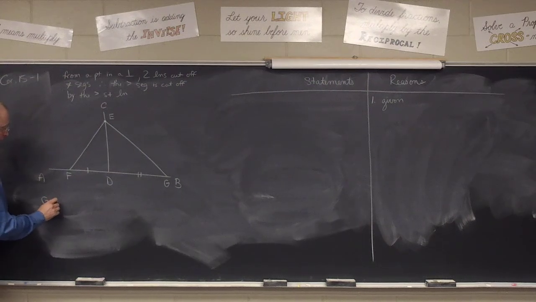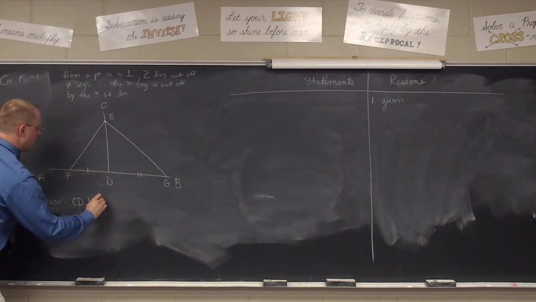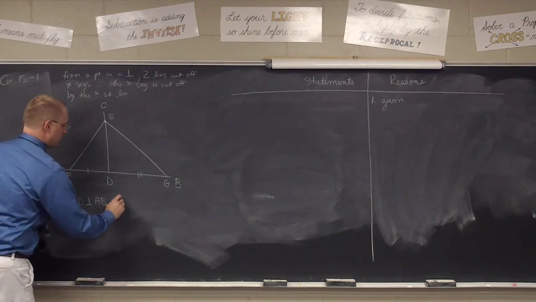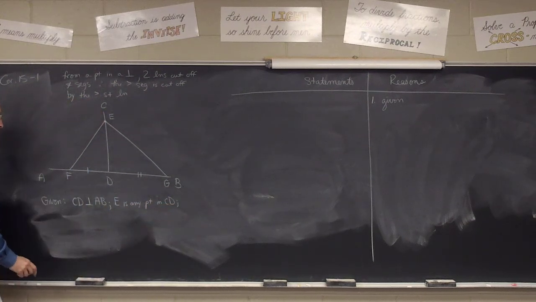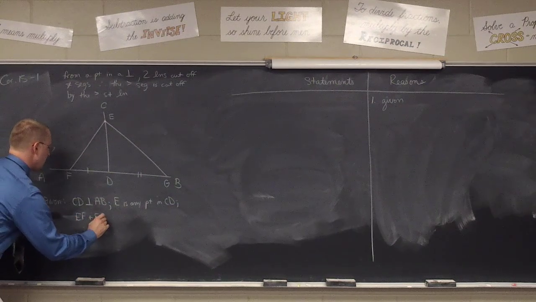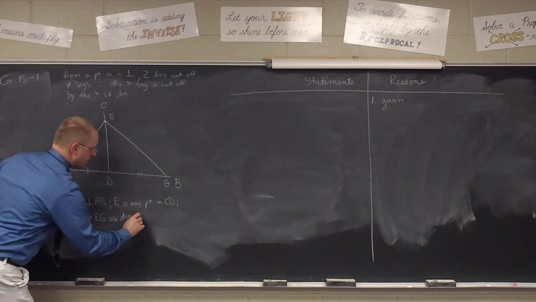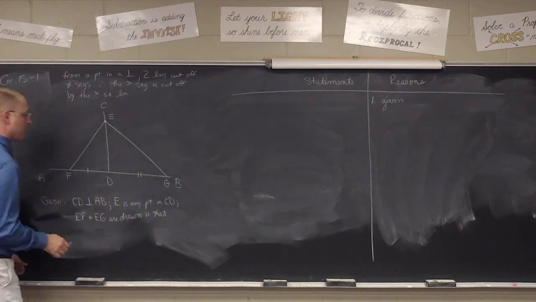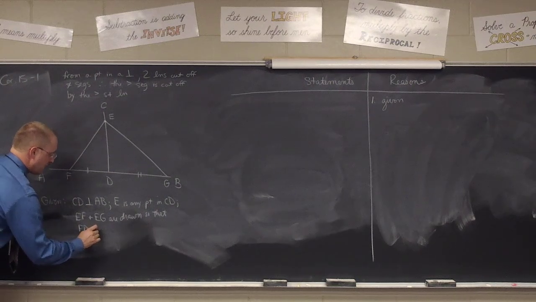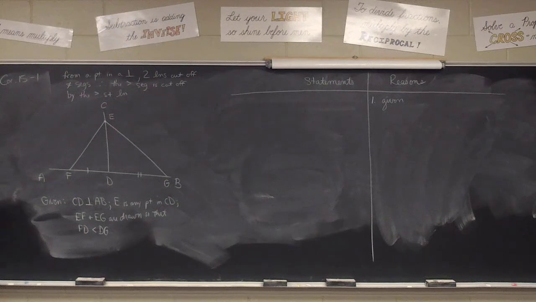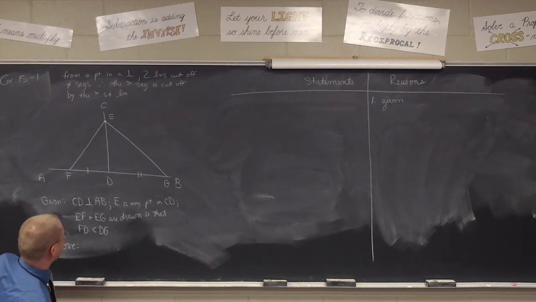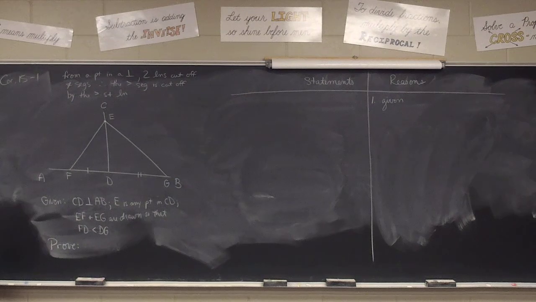And we are given CD is parallel to AB. E is any point in CD. EF and EG are drawn so that FD is smaller than DG. FD's little, DG's big. We want to prove that the line that cuts off the little segment is the little line, and the line that cuts off the big segment is the big line.